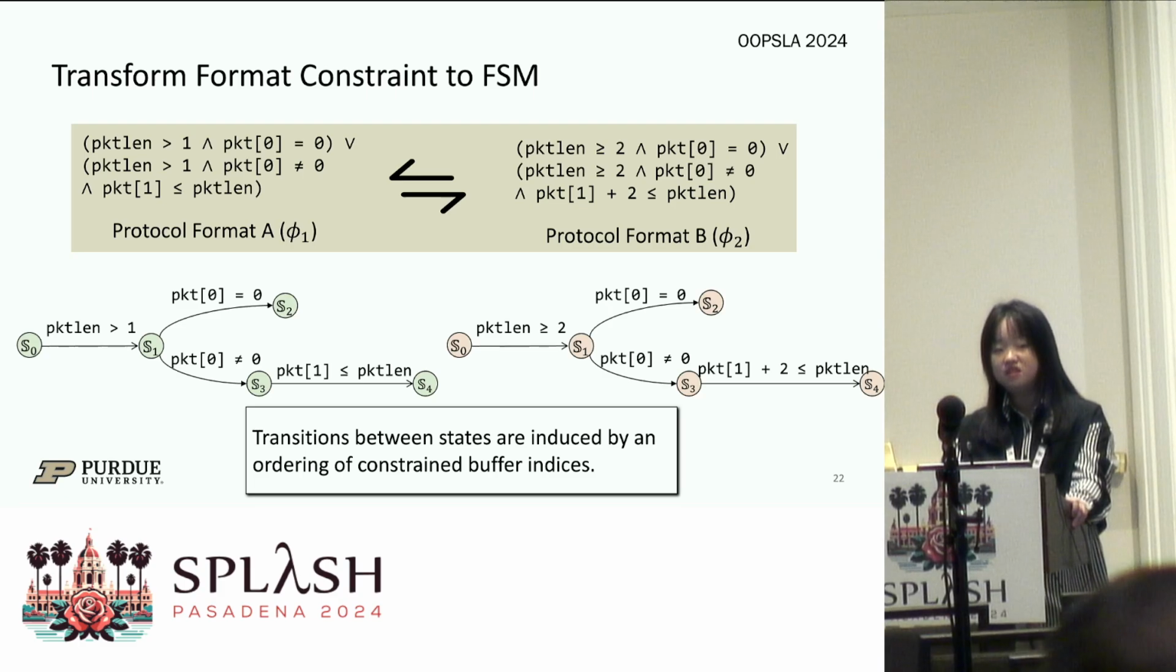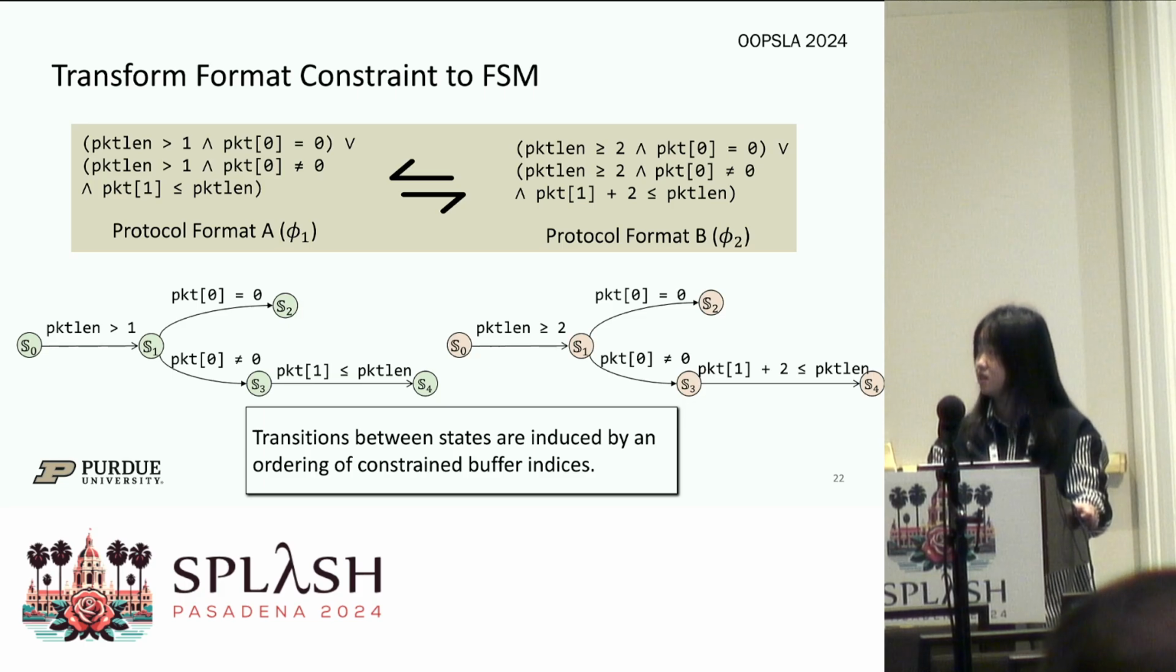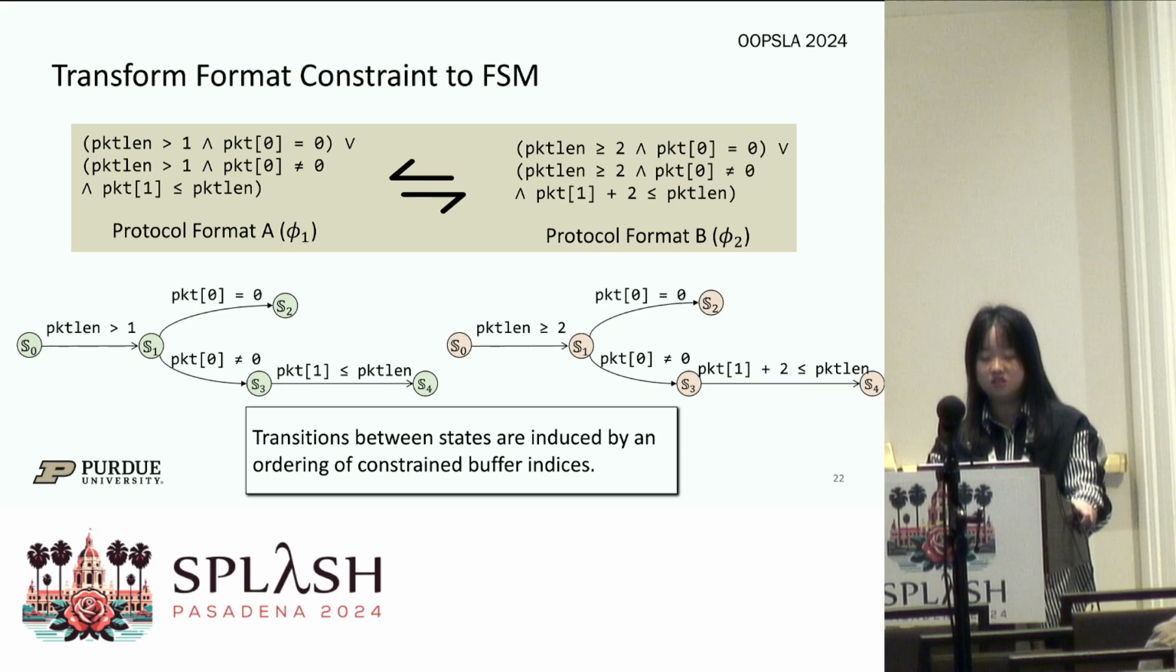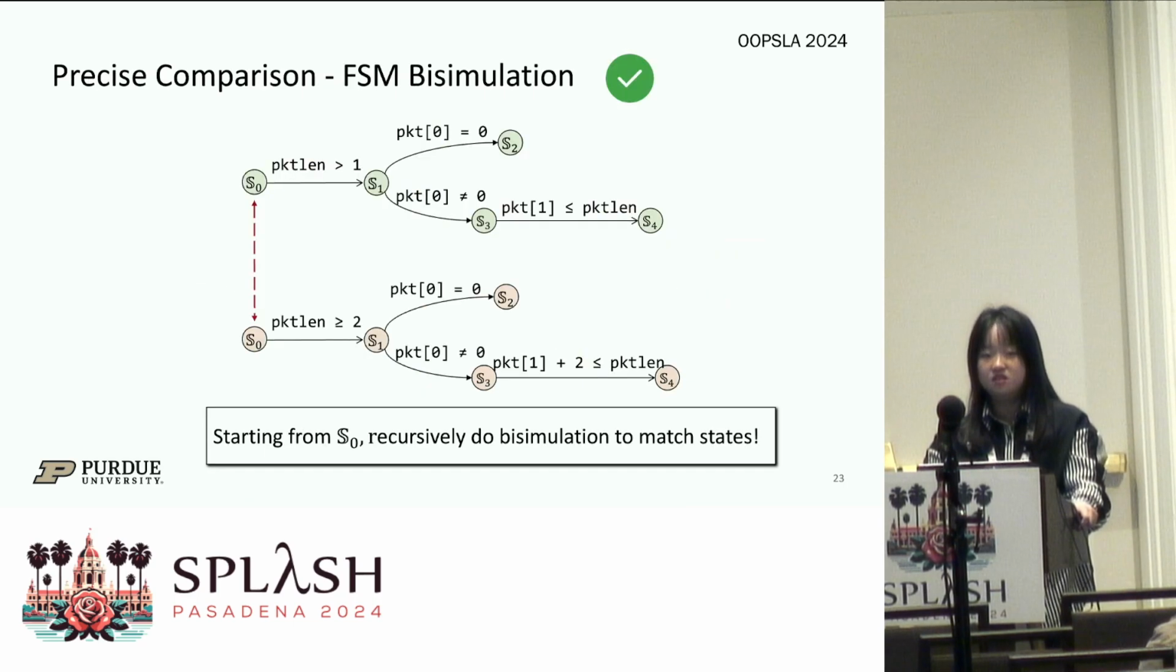State transitions in a finite state machine represent constraints on the input, and this is ordered by the buffer indices. For example, in the example here, both finite state machines start with a constraint on packet length, followed by a constraint on packet 0, and finally a constraint on packet 1. Once the finite state machines are built, we use bisimulation to compare the two finite state machines.